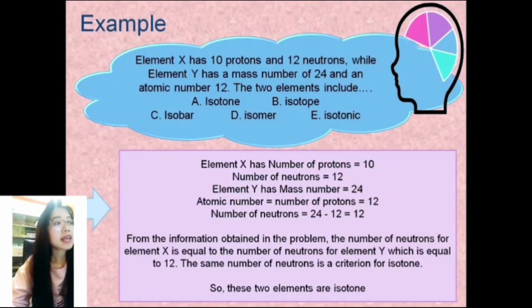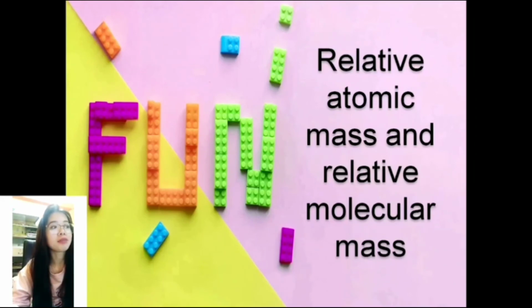Example: element X has 10 protons and 12 neutrons, while element Y has a mass number of 24 and an atomic number of 12. Element X has number of protons 10, number of neutrons 12. Element Y has mass number 24, atomic number is the same as the number of protons, which is 12, and number of neutrons is 24 minus 12, which is 12. From the information obtained, the number of neutrons for element X is equal to the number of neutrons of element Y. So it meets the criterion for isoton. So these two elements are, yes, isoton. That's right.